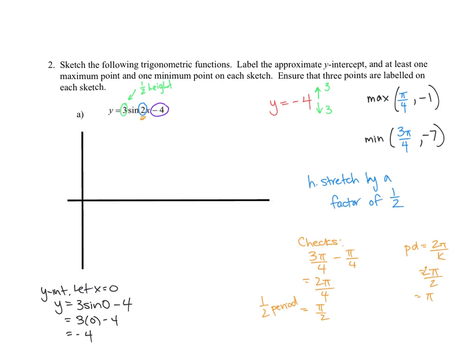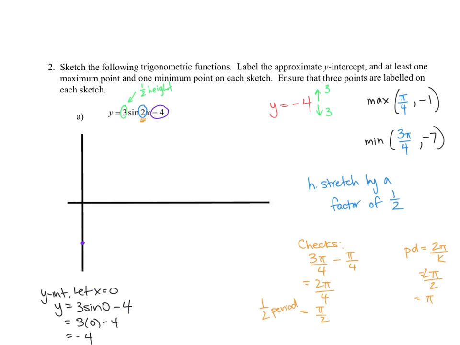Okay, so now last thing is to sketch this. So we know we're at a minus 4. We have not reflected, so I know sine is still starting at my y-intercept, and it's increasing. So we start at our y-intercept and we've increased. So we know that this is at pi by 4 and -1. Our minimum was at 3 pi by 4 and -7. And our y-intercept was at -4. So there would be your graph.